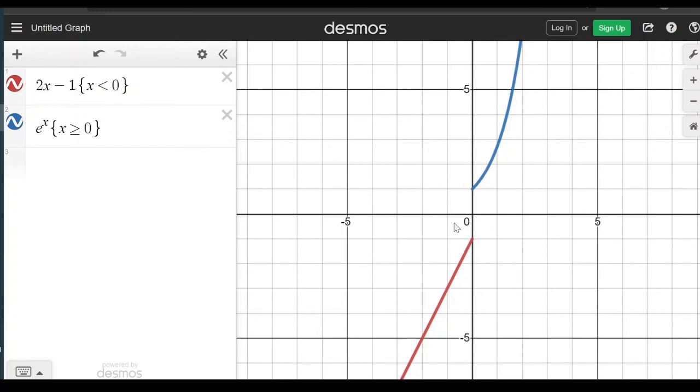So, let's imagine that we are approaching 0 from the right side. We're going to start slightly to the right of 0 and begin to move in towards 0 from the right. As we move in towards 0 from the right side, we're following the blue curve given by e to the x. And so we begin to approach the output of this blue curve at x equals 0, which is y equals 1.